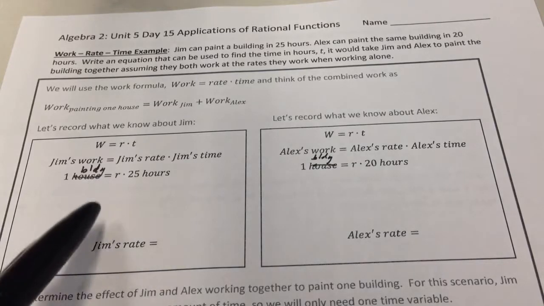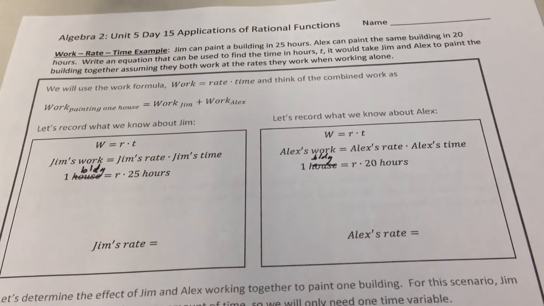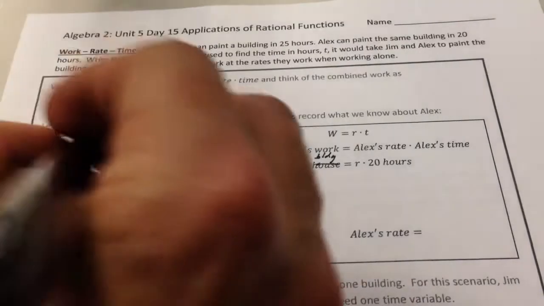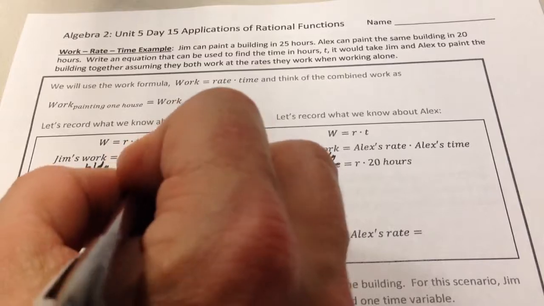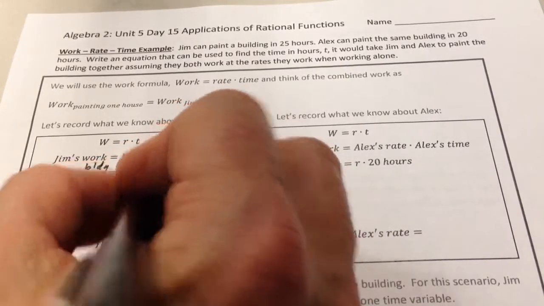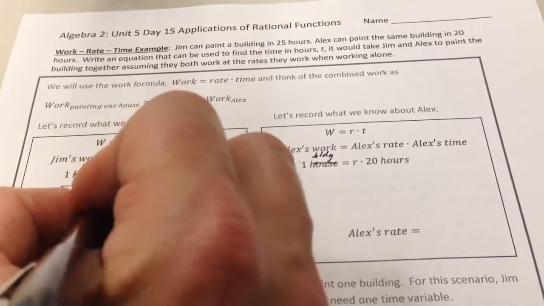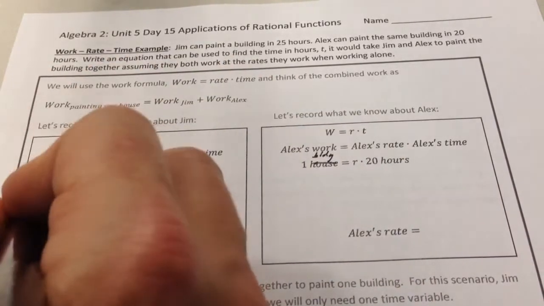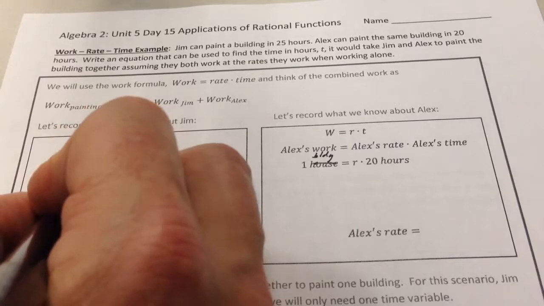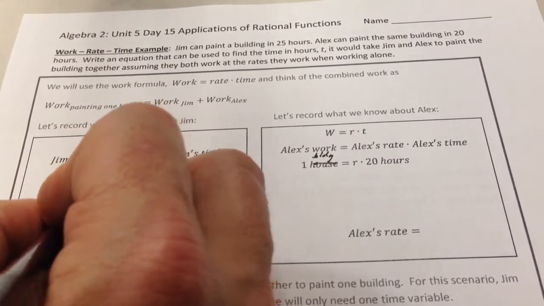So first of all, we've got Jim. Work is rate times time. The amount of work is one building. The rate we don't know, but we know he can do it in 25 hours. So what do I need to do to figure out what the rate is? Divide by 25, and I'm actually going to divide by the 25 and the hours to show that those cancel. Which then means, what are the units for my rate? 1/25 of a building per hour.